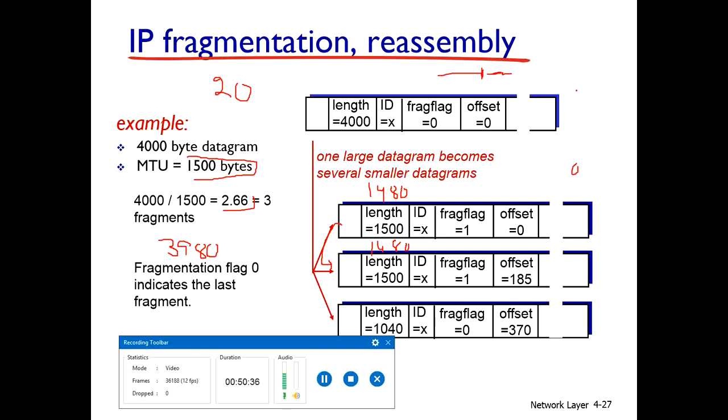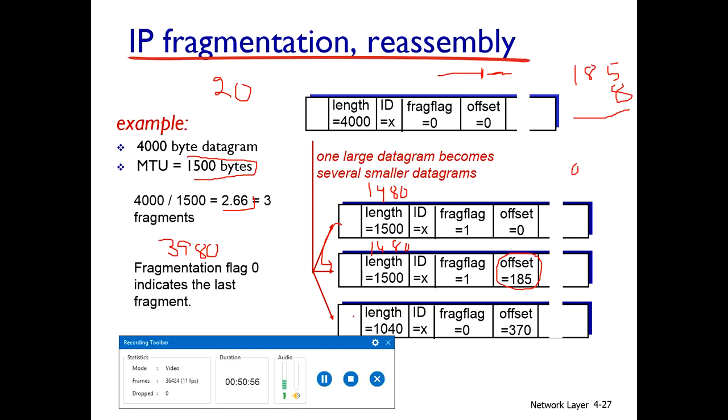So how is this offset calculated? Each byte has 8 bits. When you divide 1480 by 8, you get 185, or when you multiply 185 by 8, you get 1480. So this is how the offset is calculated.